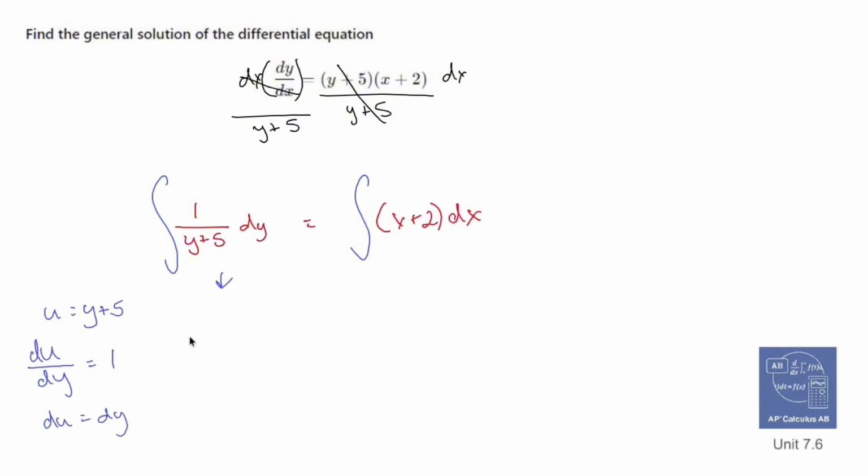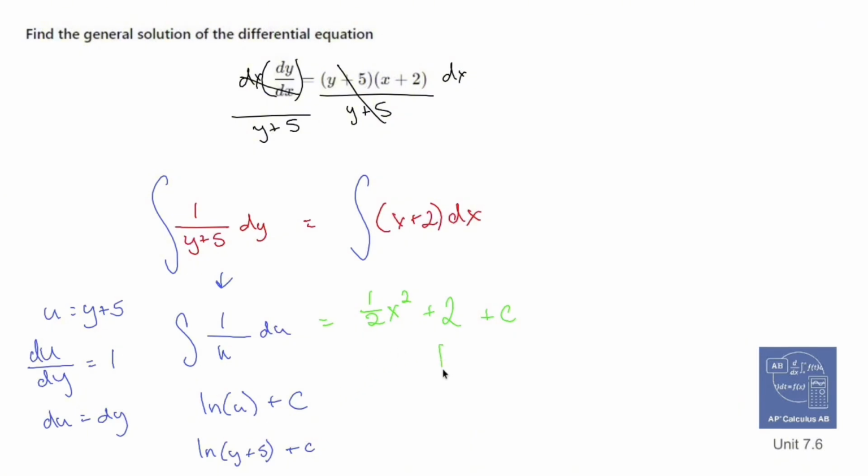Continuing, we get the integral of 1 over u du, which ends up being ln of u plus c, and since u was y plus 5, we have ln of y plus 5 plus c. Now the right side is very friendly. The integral of x is 1/2 x squared. The integral of 2 is 2x plus some arbitrary c again.